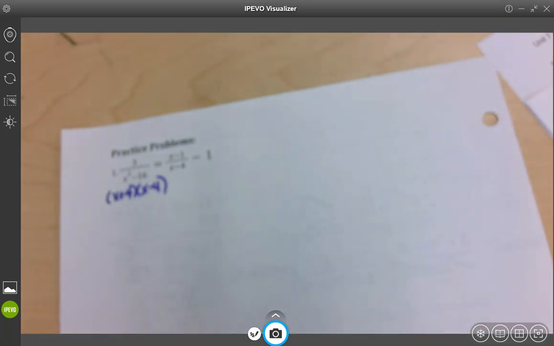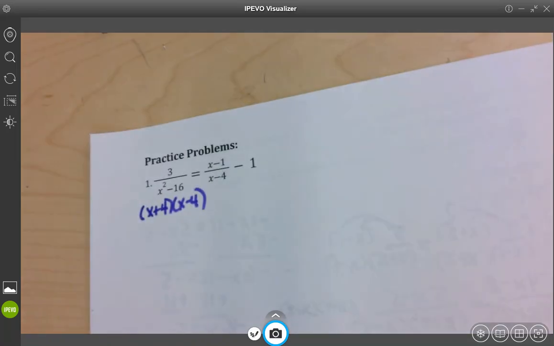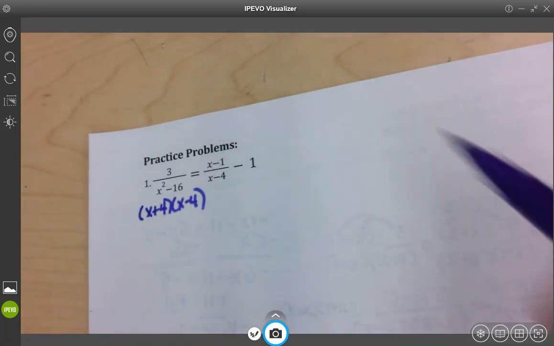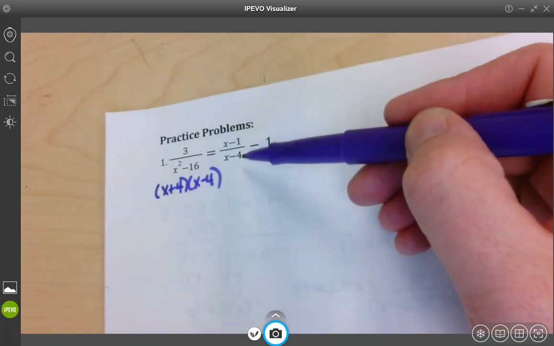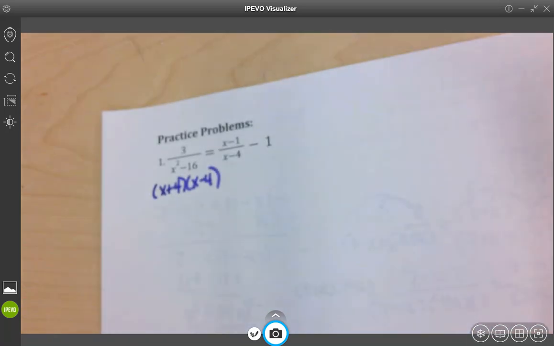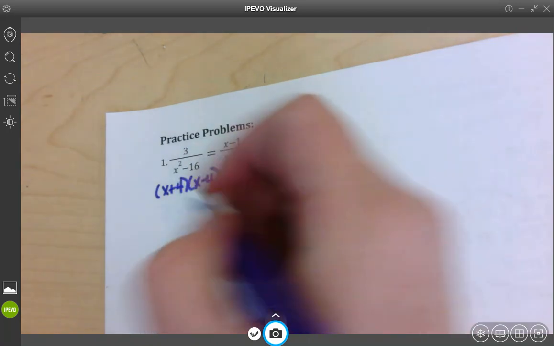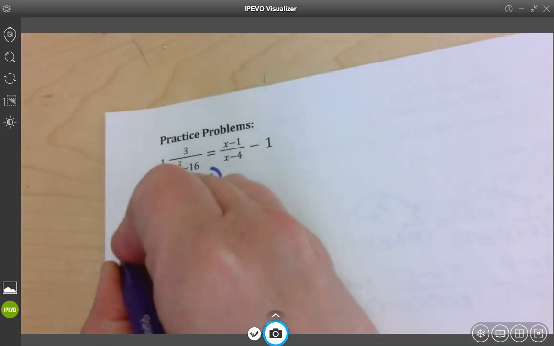Okay, so x squared minus 16, it factors to x plus 4 times x minus 4. And so this fraction is missing the x plus 4. This fraction is missing both of them. So I can bring everything down to where I have a little bit more space.